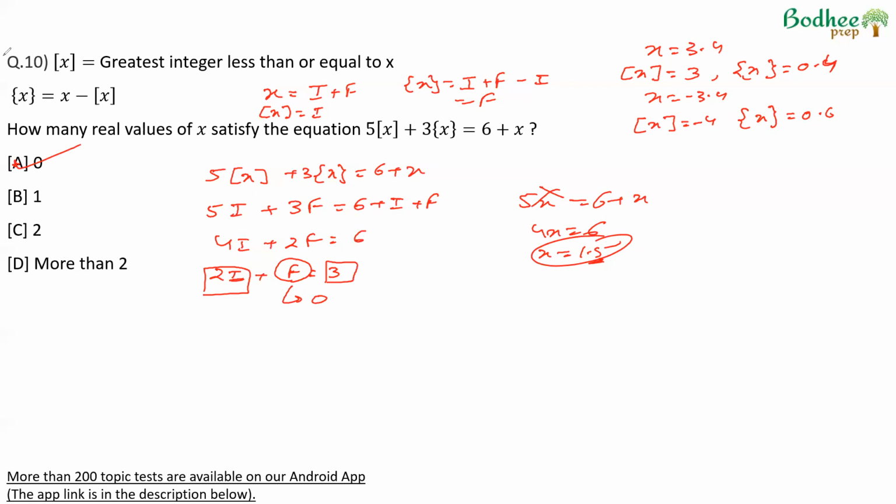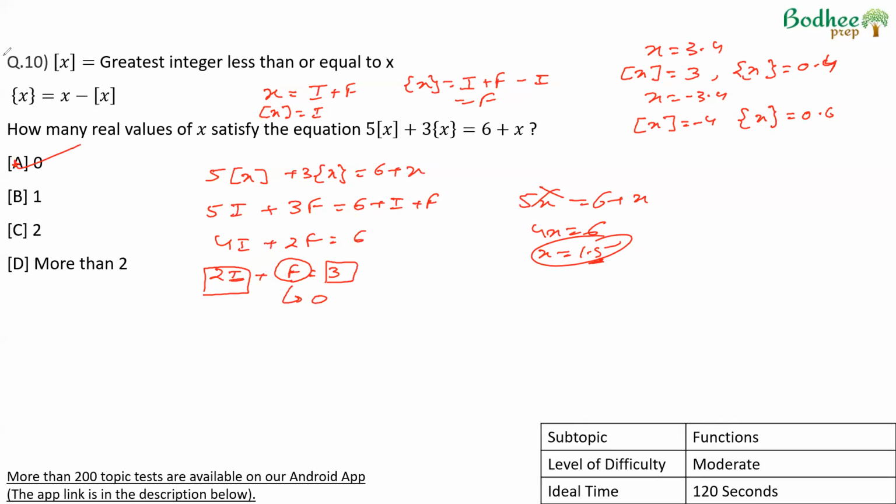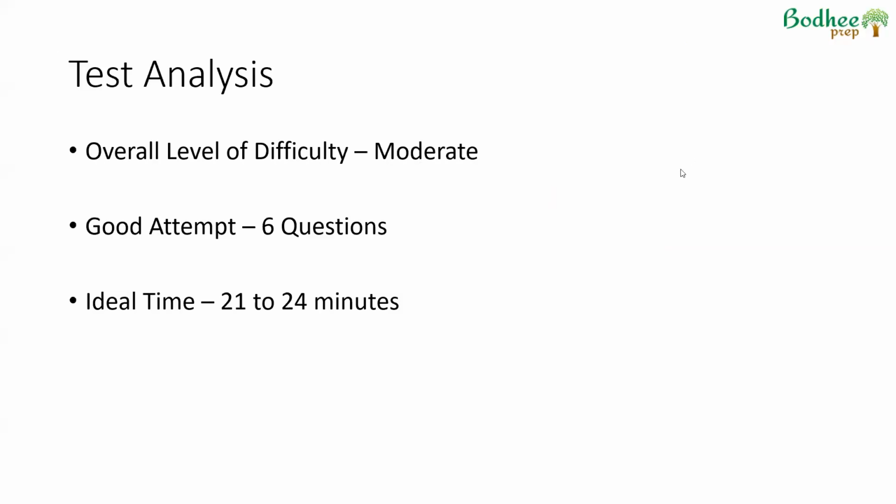Again, I would call it a difficult question even after answering. I'm not sure if the answer is correct or not. But to do this, it should take about 2 to 2.5 minutes. If we look at the overall test, a moderate to maybe difficult level test, 6 questions need to be attempted, taking 21 to 24 minutes.